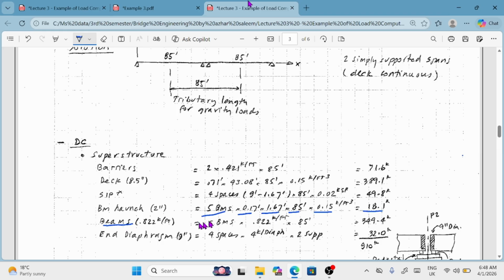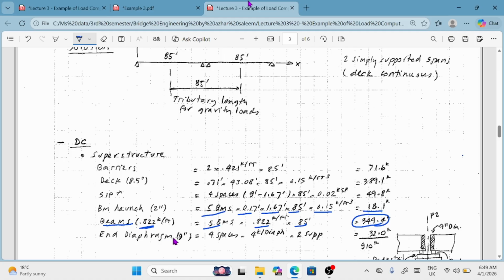And the beam's weight is 0.822 kip per running feet. So there are 5 beams, and 0.822 kip per feet is the weight, and 85 feet is its tributary length. Beam weight on the pier will be 349.4.